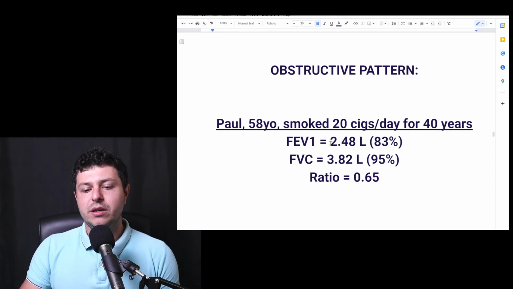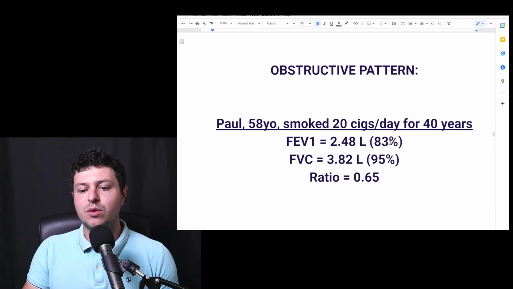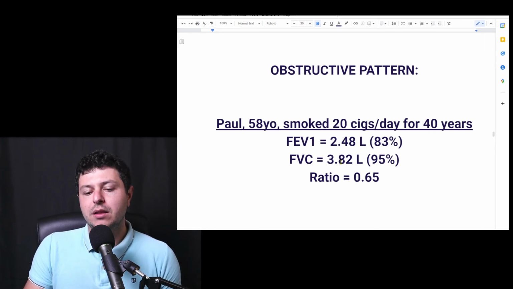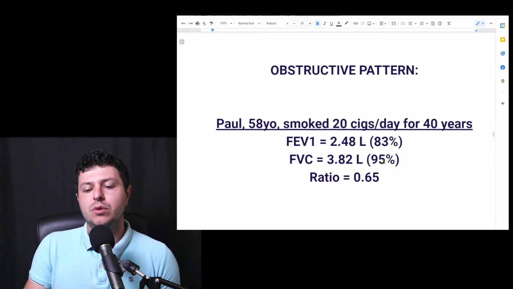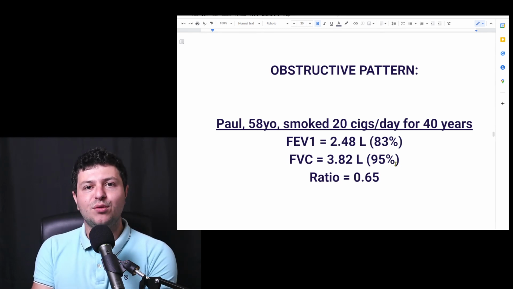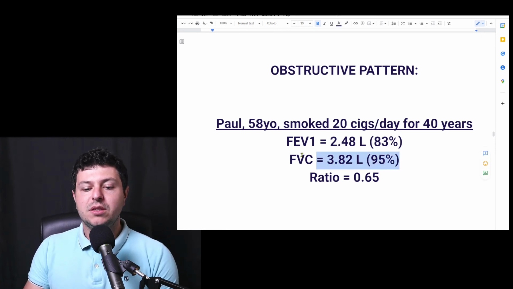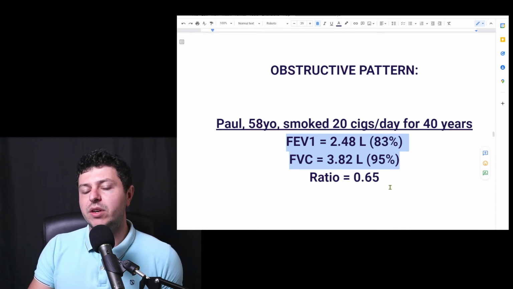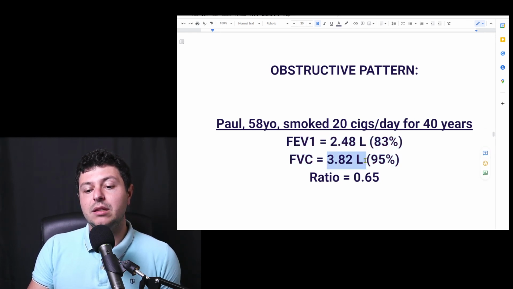The FEV1 is 2.48 liters, let's say, which for him would yield 83%. This is 83% of what we would expect for Paul at this age. The FVC, 3.82 liters, which would be 95% of what we would expect for Paul. So these might trick you and tell you that this is a normal spirometry because everything's above 80%. But it's not normal because the ratio, if we put 2.48 over 3.82, we get a ratio of these two values of 0.65, which is a little bit low.